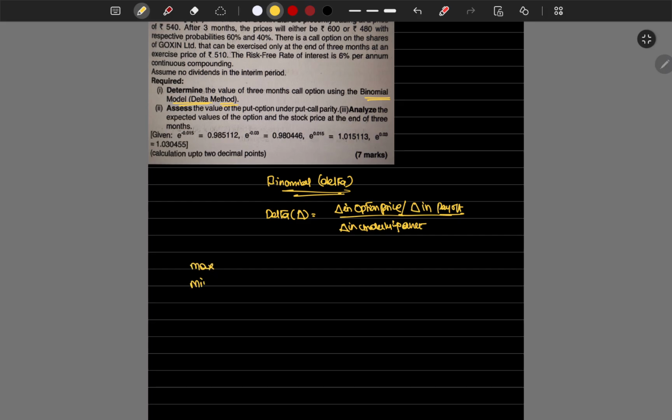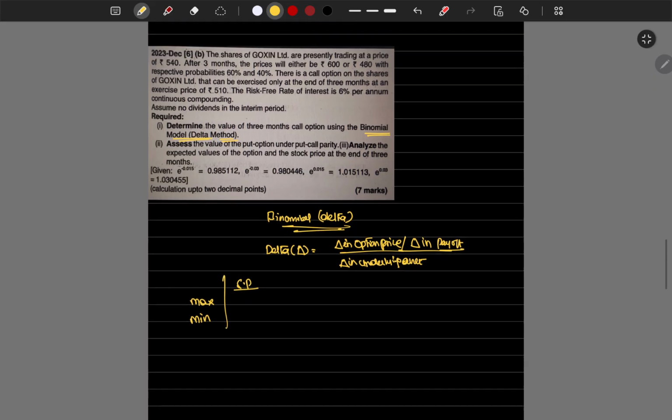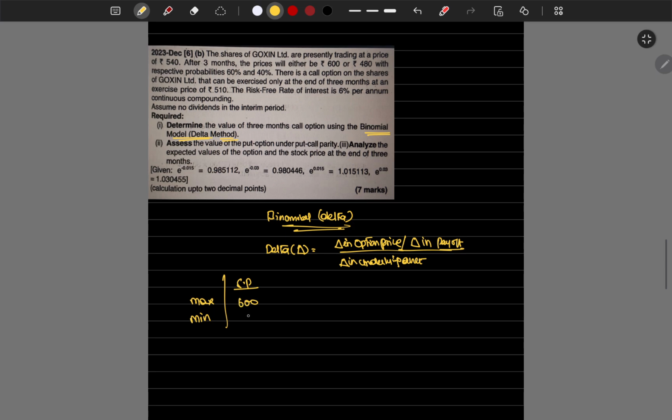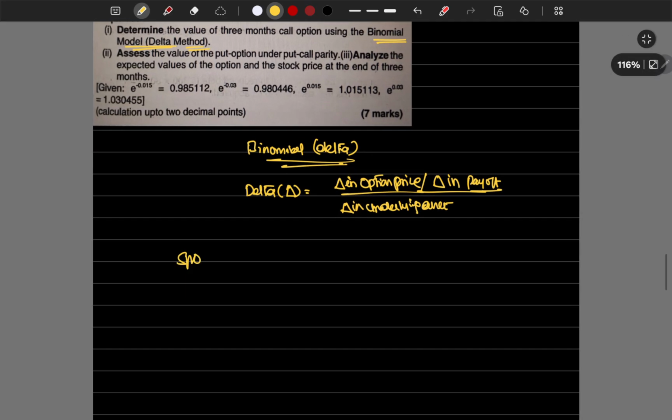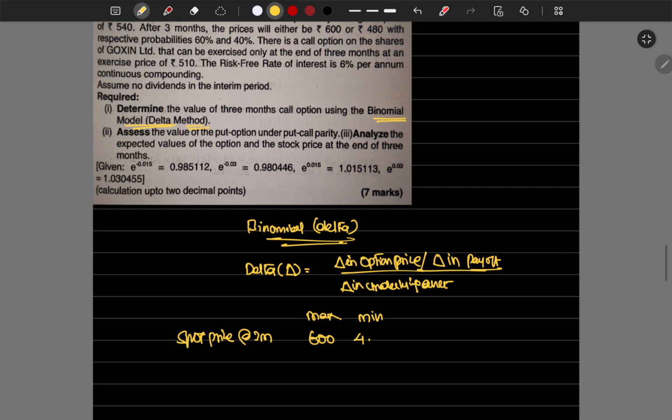Max value, minimum value, as we already see. What's the share price at the max value? Share price at the max value is 600. Share price at the minimum value is 480. Otherwise we'll use our regular method, which is spot price at third month max min, which is 600, 480.